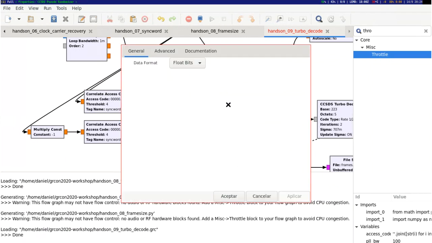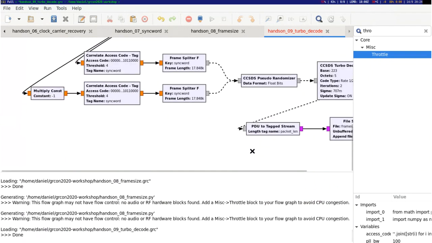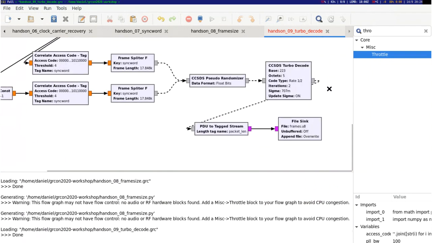The next thing we have is the pseudo randomizer. Here it is also important to specify float bits as the format, because we also have formats for dealing with unpacked bits or packed bits. And here, let me see if I can scroll. Yes, we have the turbo decode.